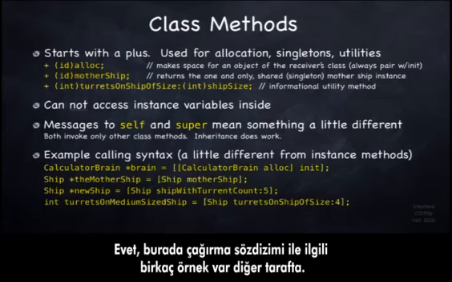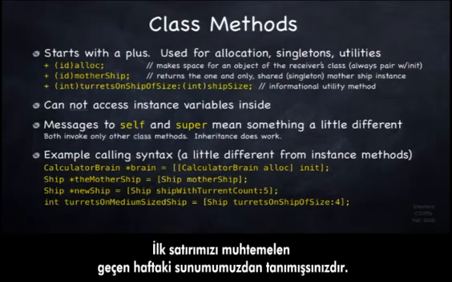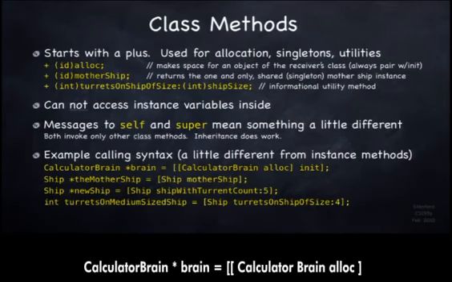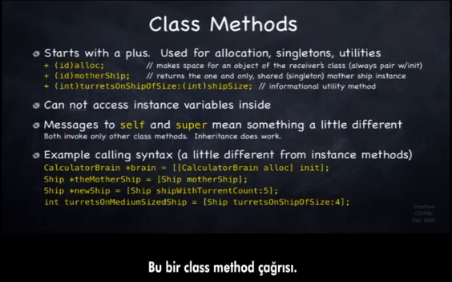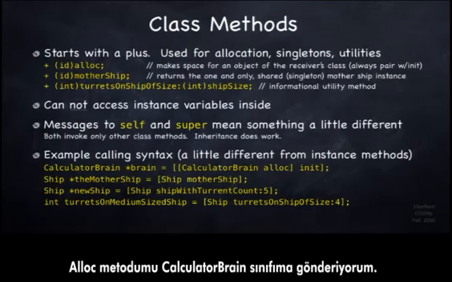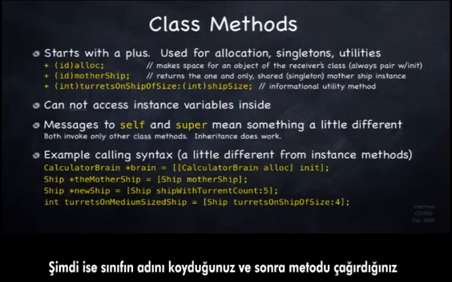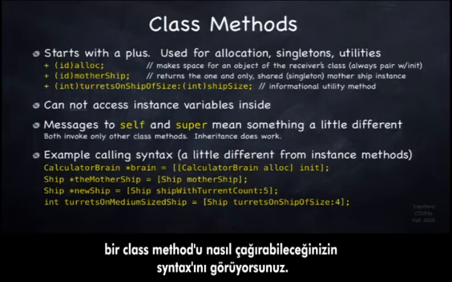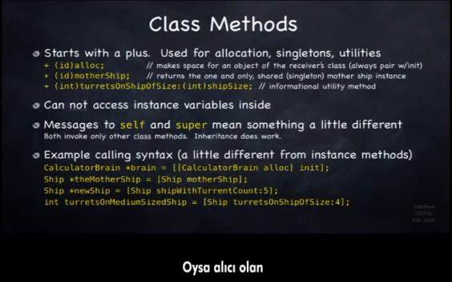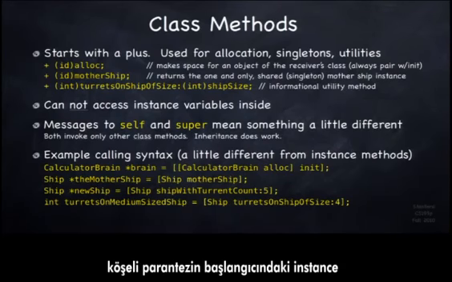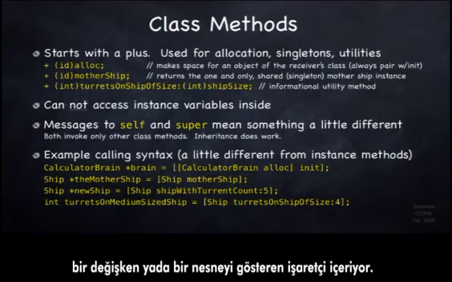So here's some example calling syntax, the other side. The first line you probably recognize from our demo last week, CalculatorBrain star brain equals square bracket, CalculatorBrain alloc. That's a class method call. Okay, I'm sending the method alloc to the class CalculatorBrain, and so now you're seeing the syntax for how you call the class method, which is you just put the name of the class and then you call the method. Okay, whereas in an instance, the receiver at the beginning of the square bracket is some variable that contains a pointer to an instance.